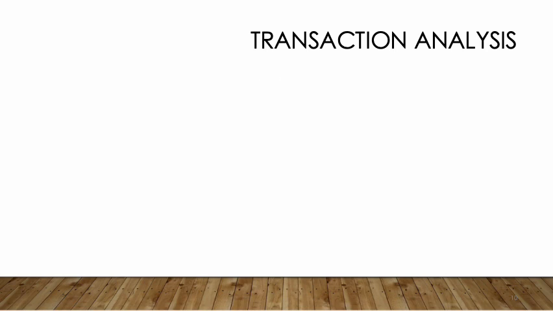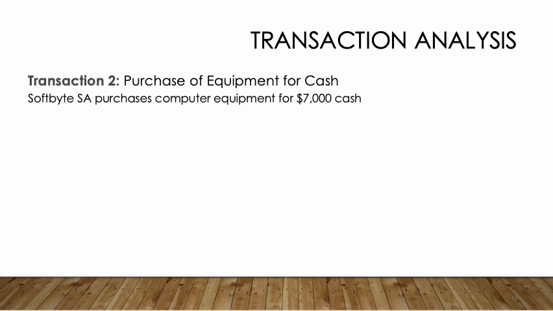The second transaction is the purchase of equipment, and they're going to pay cash for it. SoftBite SA purchases computer equipment for $7,000 in cash. So once again, the easier part of this equation says that we spent $7,000, but in exchange for that $7,000, we got $7,000 worth of computer equipment in return.